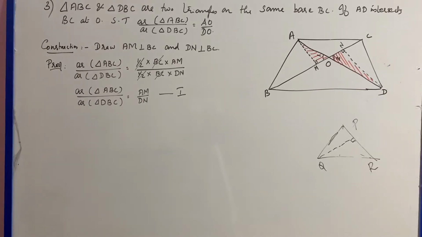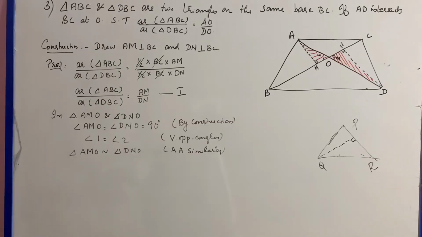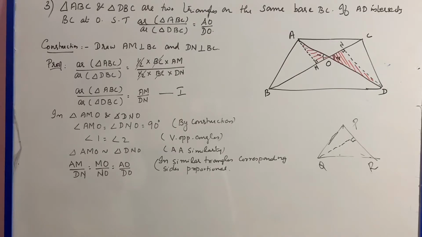That is, in triangle AMO and in triangle DNO, angle AMO is equal to angle DNO is equal to 90 degree and angle 1 is equal to angle 2. That means these two triangles are similar by AA similarity. That means their sides are proportional. That is, AM by DN is equal to MO by NO is equal to AO by DO. Now we got AM by DN is equal to AO by DO.